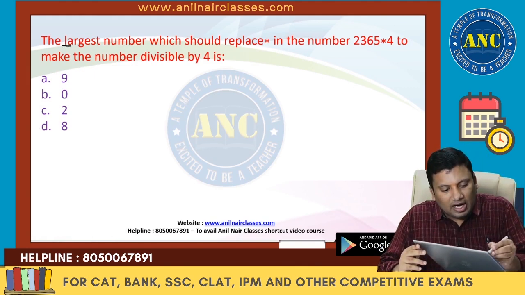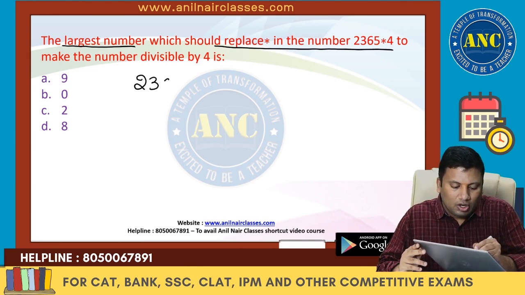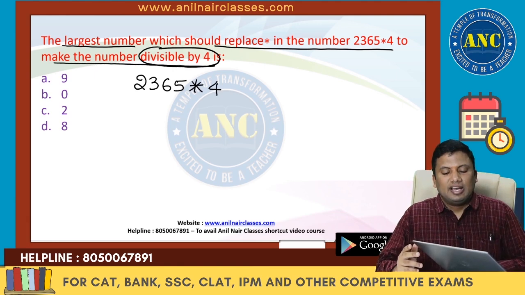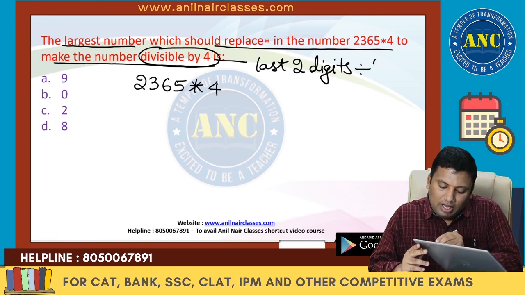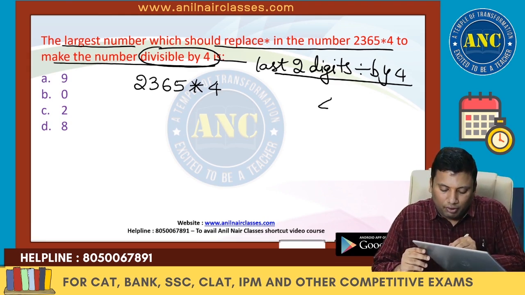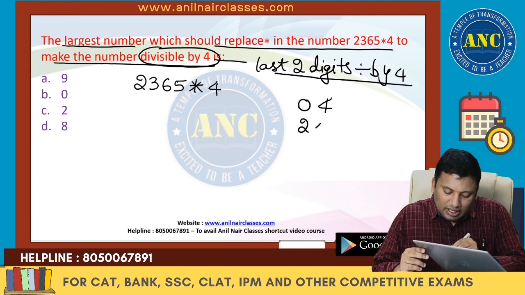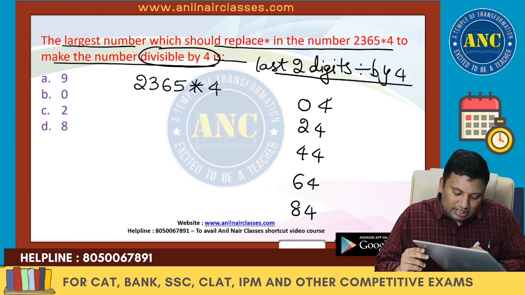Next one, the largest number that should be placed instead of star in the equation 2365 star 4, making that number divisible by 4. Already we have discussed the divisibility rule of 4: the last 2 digits should be divisible by 4. Unit digit 4 is fixed. So this can be 04, this can be 24, this can be 44, this can be 64, this can be 84.